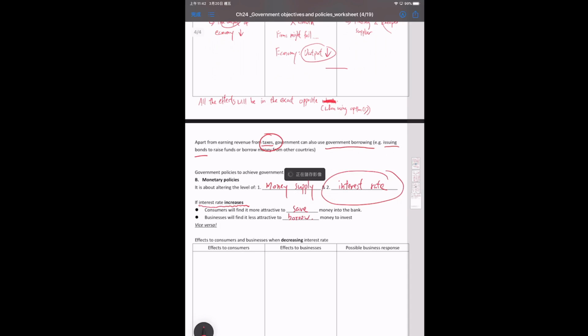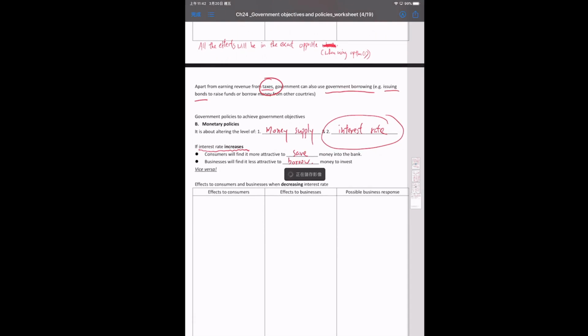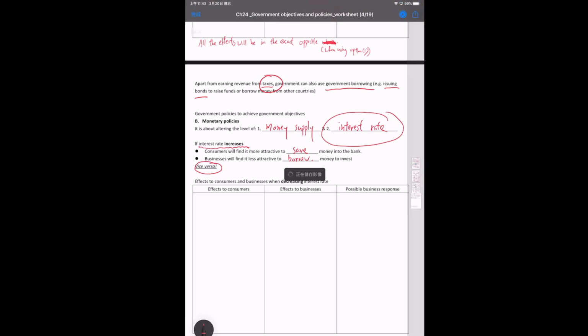So that's the concept. Once again we have the same section below, but the concept here is, when there is an increase in interest rate, consumers and businesses will act like this. So vice versa. When the interest rate decreases, they will be the exact opposite. You just have to remember that, right?